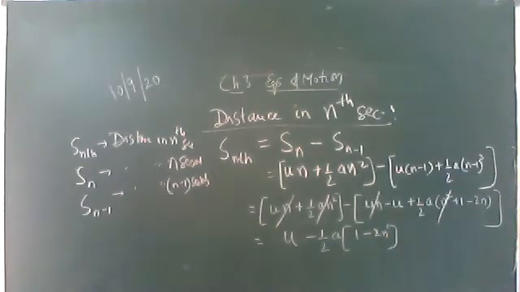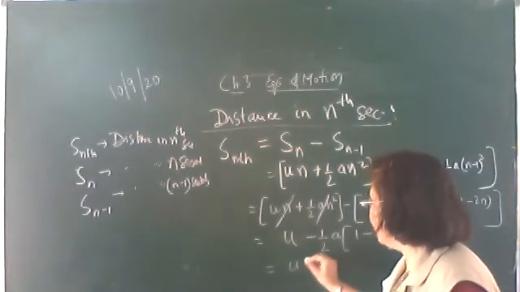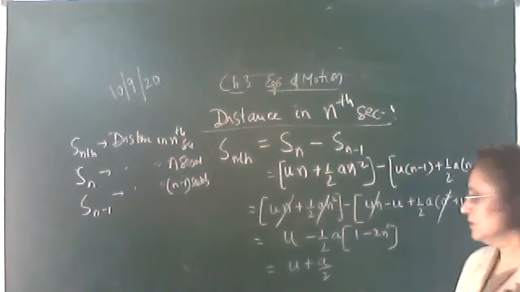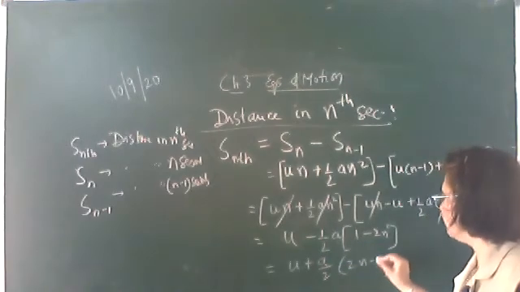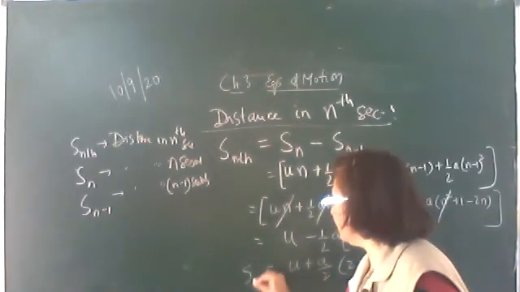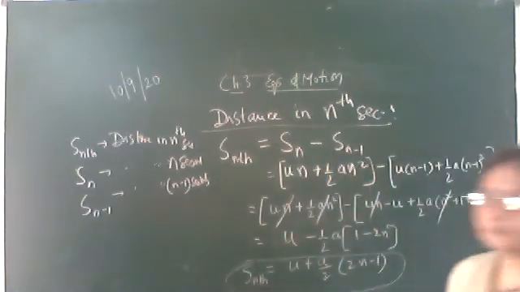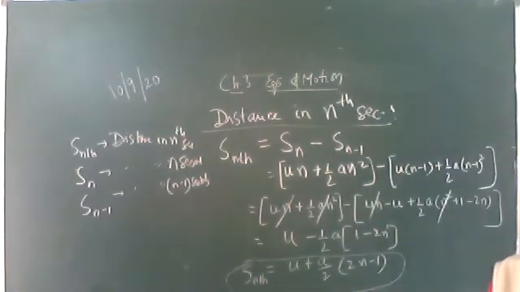Is it so? Okay, let us write it as u plus a by 2. That is, we take this minus sign inside. So what do we get? 2n minus 1 is the formula for the distance traveled in nth second. Okay, u plus a by 2, 2n minus 1. So here you get the distance traveled in nth second. Is it clear? Very simple calculation, simplification.